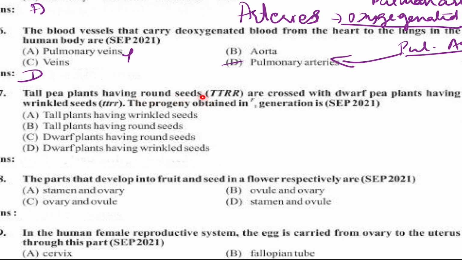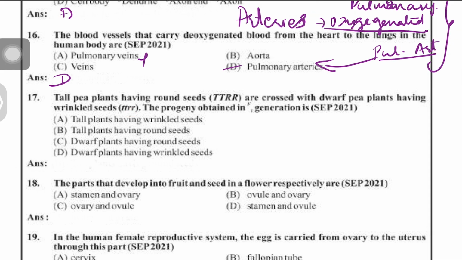Tall pea plants having round seeds. Tall, the dominant character is tall, round, and again it is also a dominant trait, are crossed with dwarf pea plants, that is small t, having wrinkled seeds. The wrinkled seed trait is represented with small r. The obtained F1 generation is. So, which is the plant that is going to have the characteristics of the round pea seed?